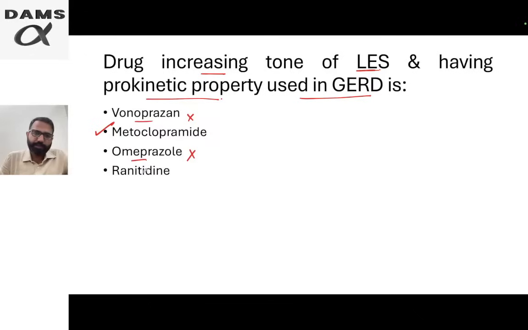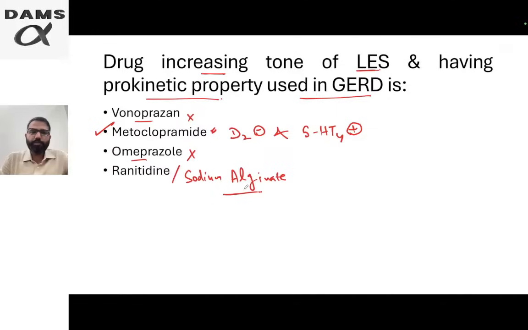Okay. Many students are saying that, sir, instead of ranitidine there was sodium alginate. Then also the correct answer will be metoclopramide, because it's a D2 blocker and it is a 5-HT4 agonist. It's a wonderful drug for GERD patients, right? So then also the answer will be metoclopramide. It's a prokinetic drug. Okay? Alginate is just increasing the surface tension of the layer, so it is preventing the reflux, but it is not a prokinetic drug. Okay, prokinetic.